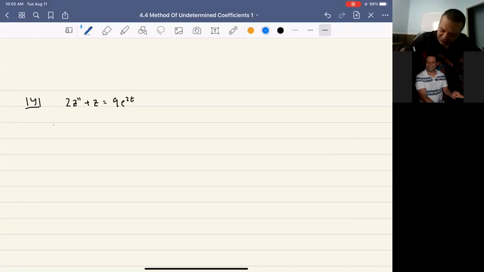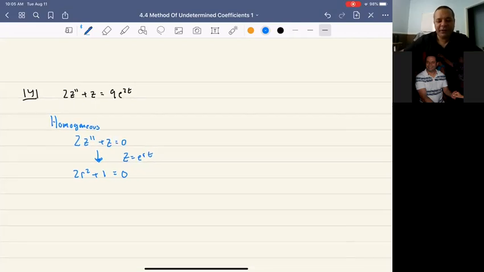So homogeneous part. I just said it two different ways in one sentence, which is awesome, right? So 2z double prime plus z equals 0. Okay, so that gives us 2r squared plus 1 equals 0. Remember we're assuming z equals e to the rt when we do that, right? So let's see, r squared equals -1/2.